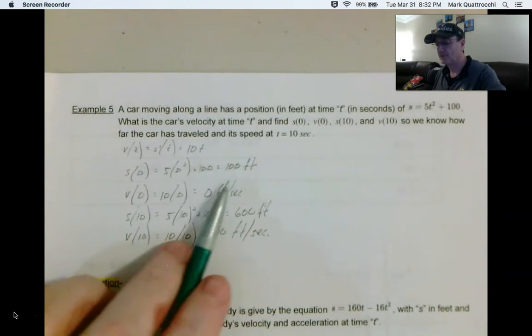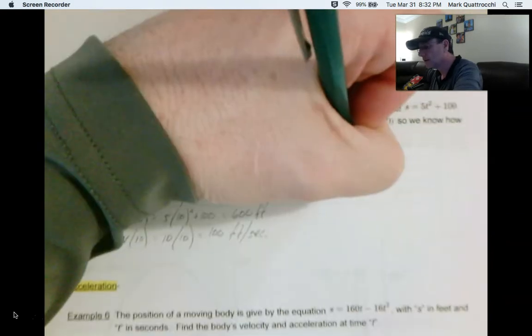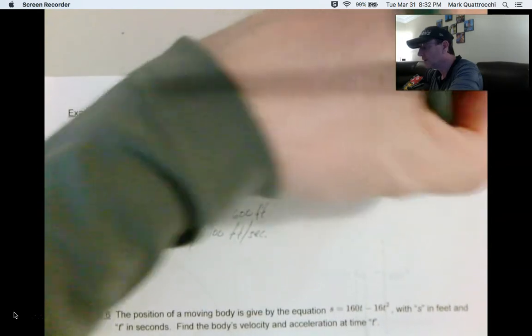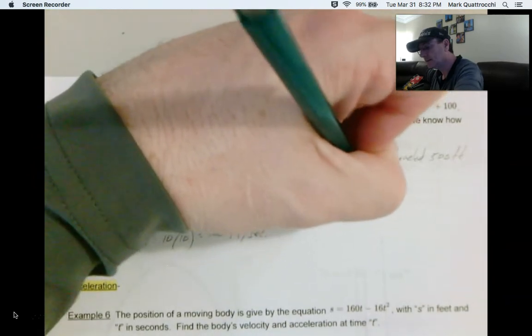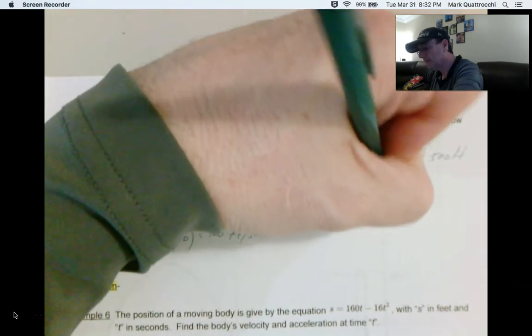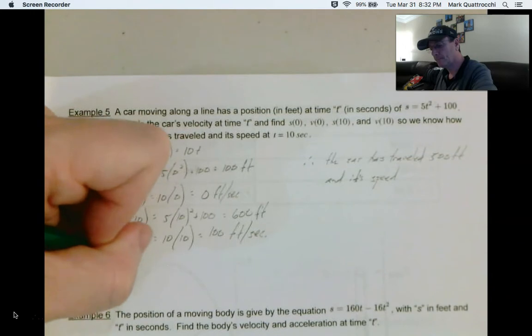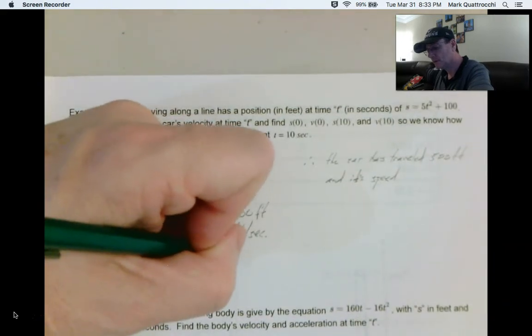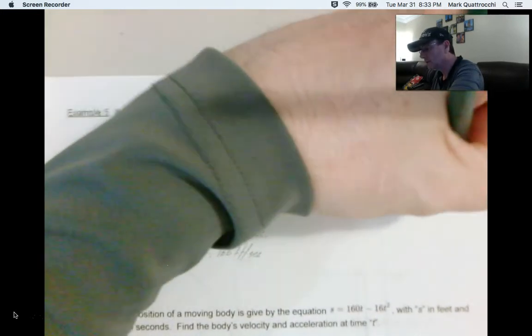Therefore, the car has traveled from 100 feet to 600 feet, so therefore, the car has traveled 500 feet, and its speed here equals the absolute value of V of 10, which is still 100 feet per second. And speed is 100 feet per second.